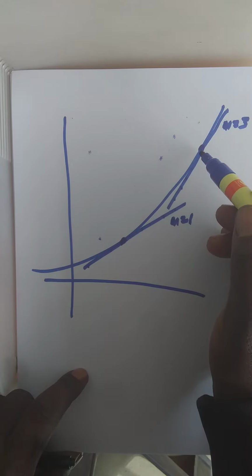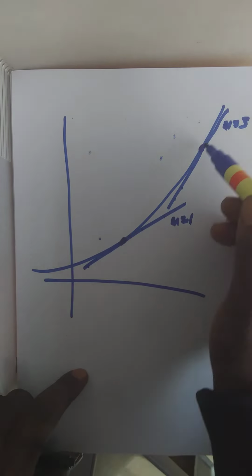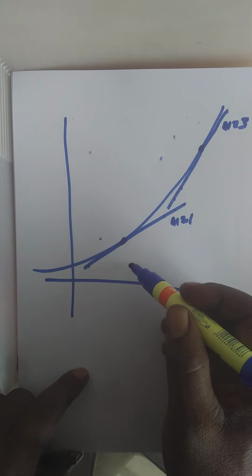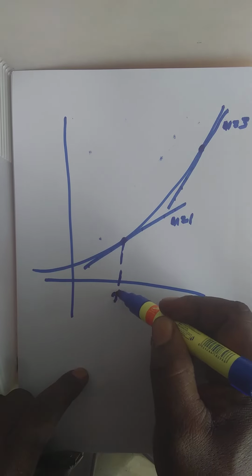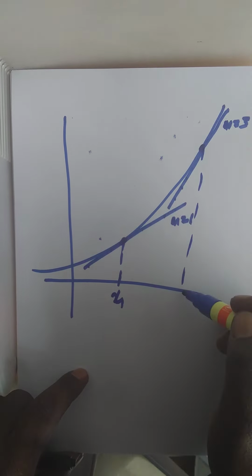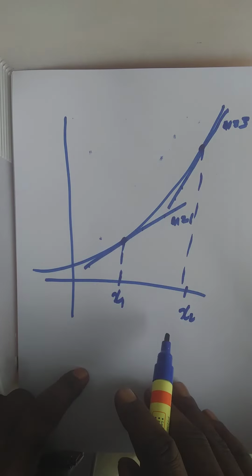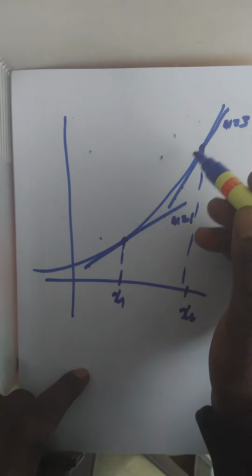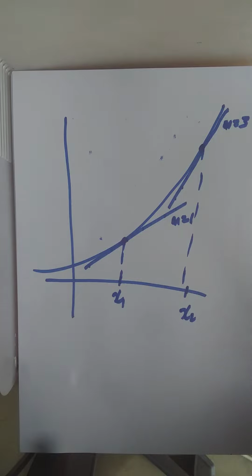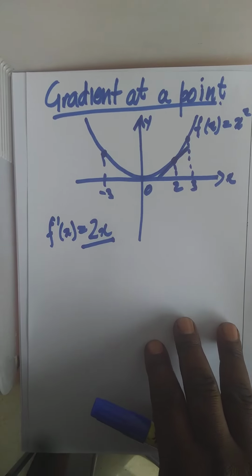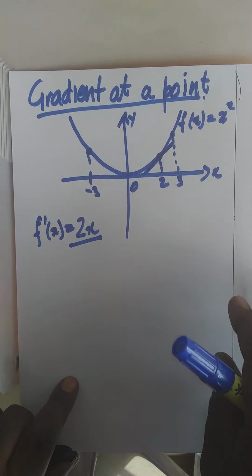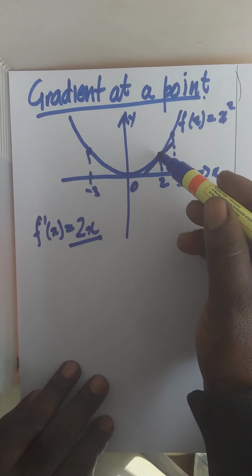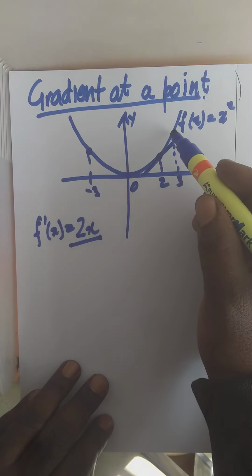So why does it change? Because the gradient of the curve changes as you move along the curve. And it also depends on the x value here. It depends on the x value there. You can see this x value is not the same as that one. So at these 2 points, the gradient of the curve will not be the same. So what are we trying to say? We are saying at this point, the gradient is not the same as that point.